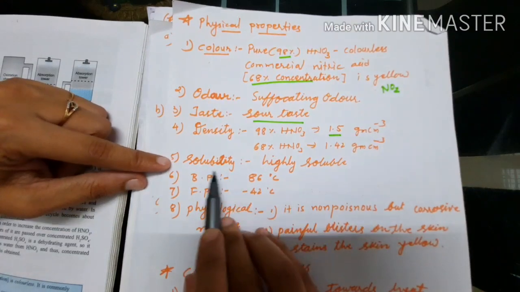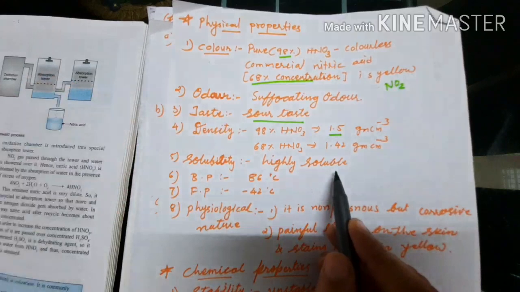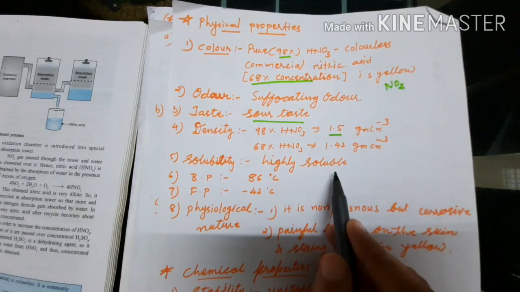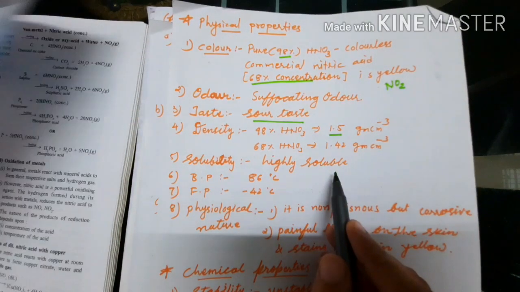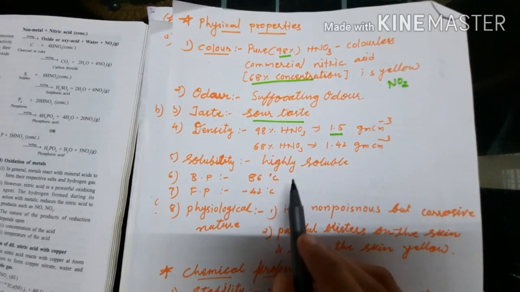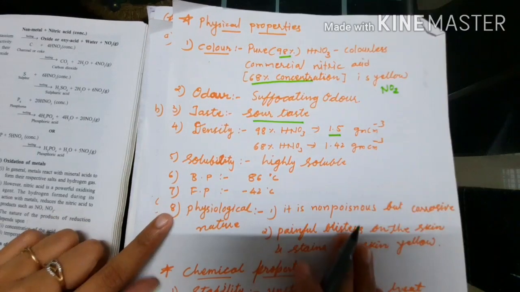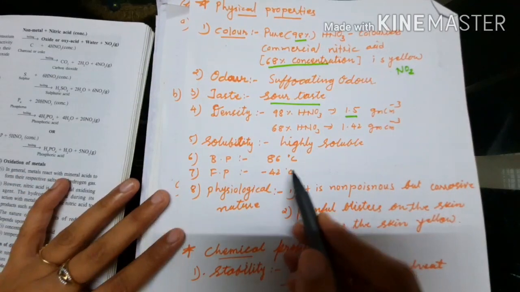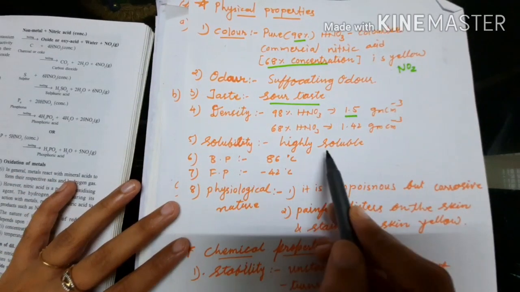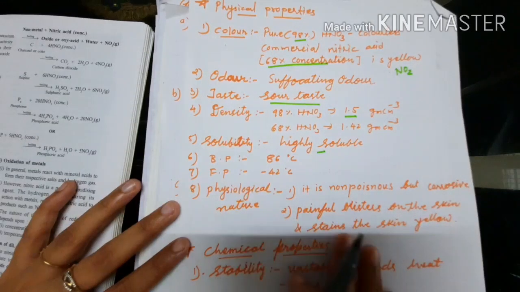Then the solubility: nitric acid is highly soluble in water. When we add water to it, it will dissolve immediately. Then the boiling point of nitric acid is 86 degrees centigrade, and the freezing point is minus 42 degrees centigrade. That much only you have to know. This is not that important, but the earlier points are very important.